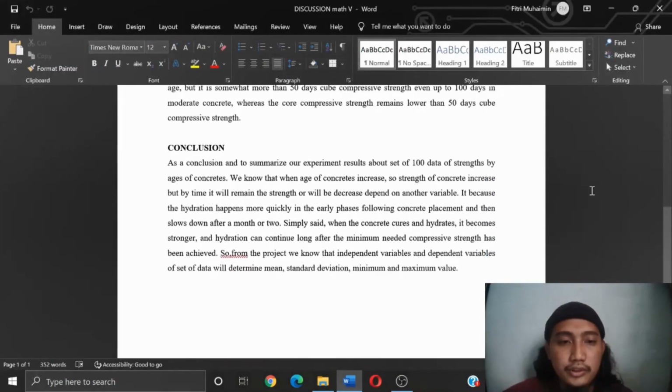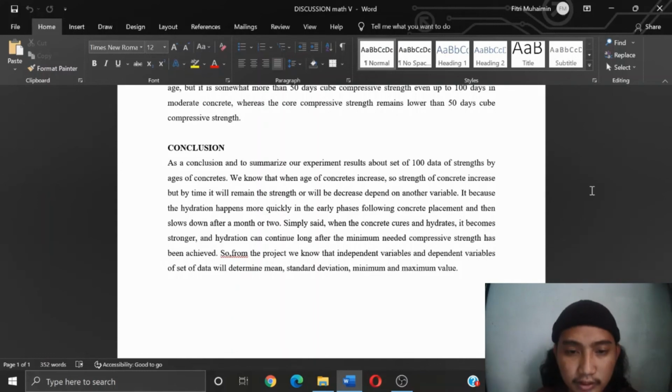Next, for the conclusion, to summarize our experiment result about a set of 100 data of strength by age of concrete, we know that when the age of concrete increases, the strength of concrete increases, but by the time it will remain the same or will decrease depending on another variable. It is because hydration happens more quickly in the early phase following concrete placement and then slows down after a month or two. Simply said, when the concrete cures and hydrates, it becomes stronger, and hydration can continue long after the minimum needed compressive strength has been achieved.